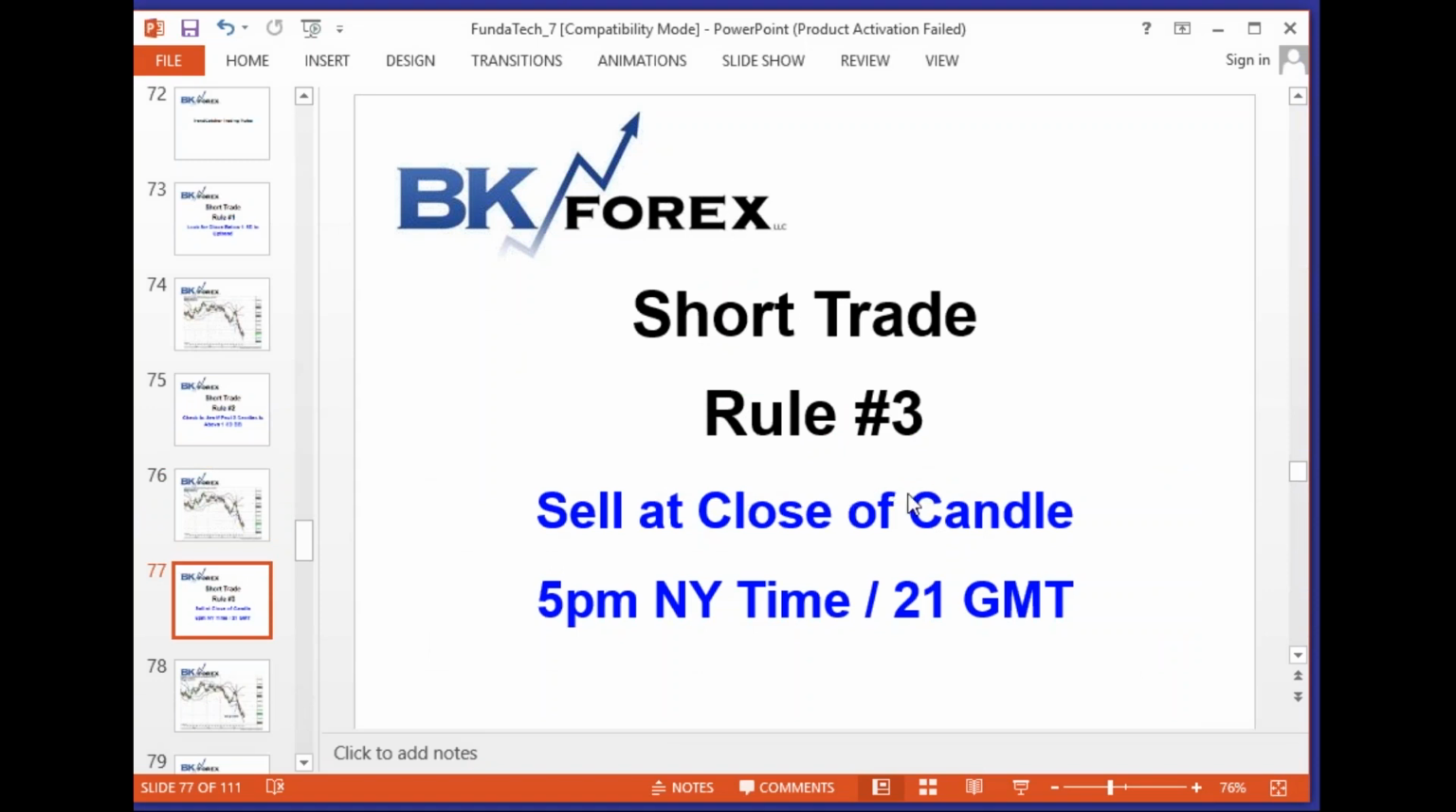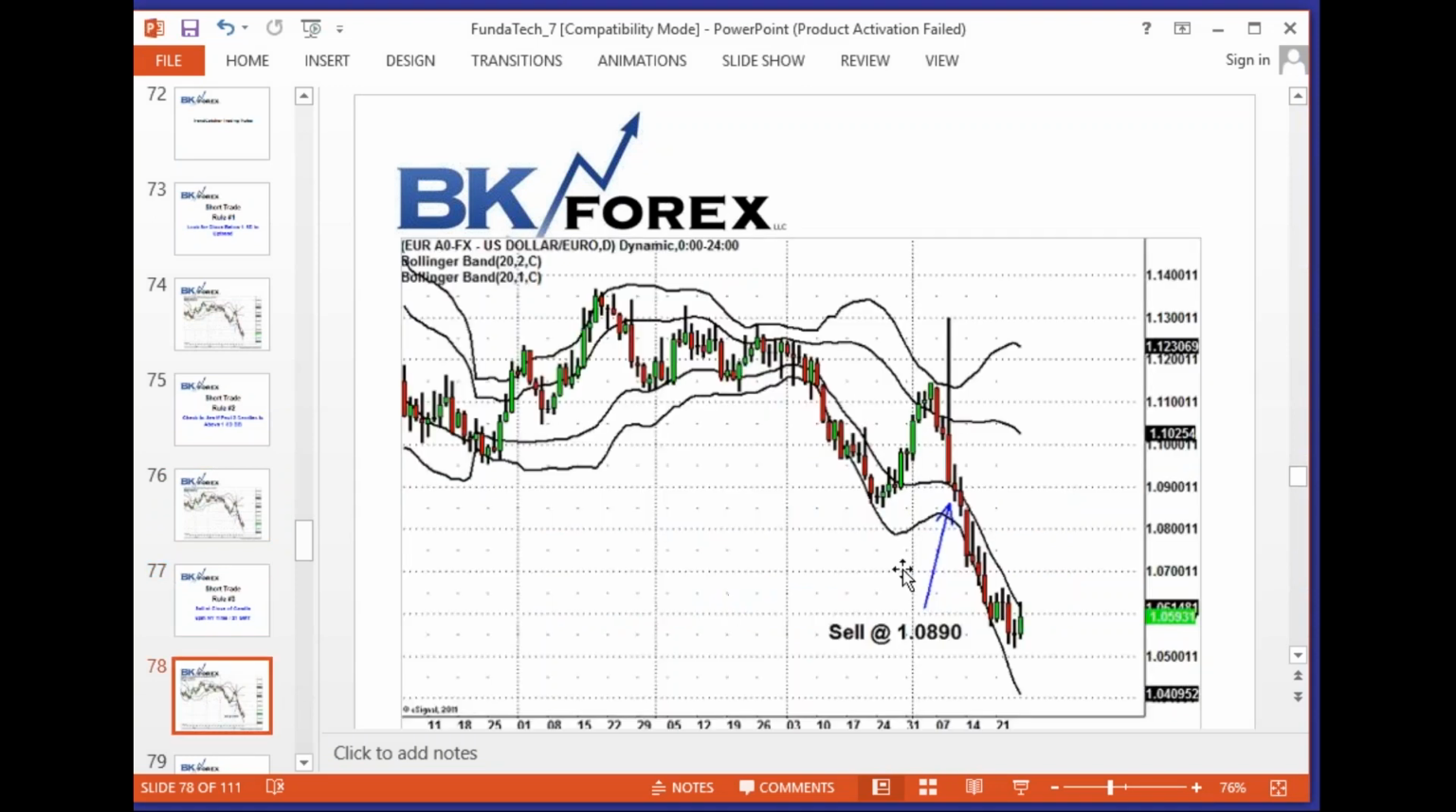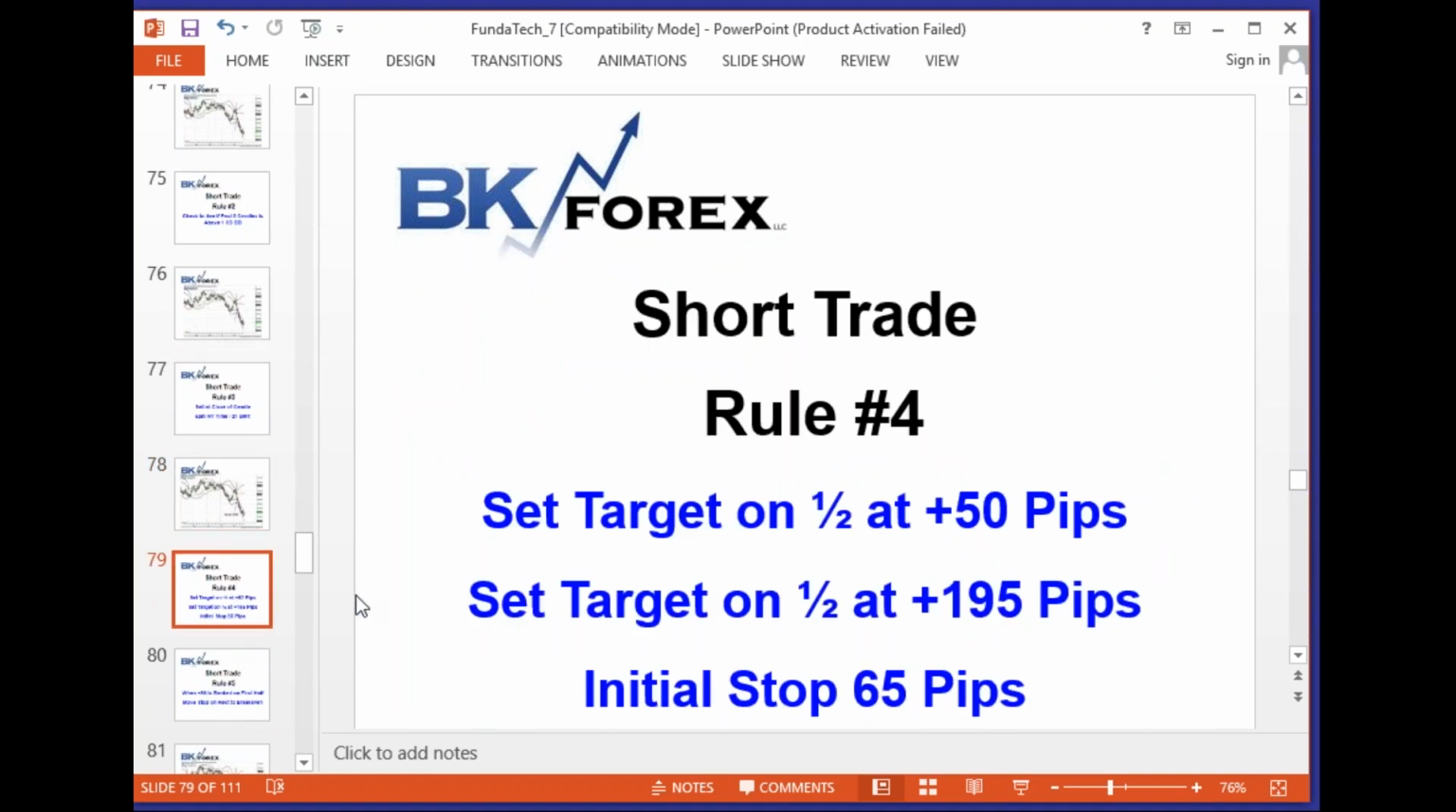You sell at the close of the candle, which is 5 p.m. New York time, 21 GMT. So in this case, what you're looking to do is sell at 108.90. Your stop is at 65 pips, a flat 65 pips. Your target on half of the position is plus 50, and the target on the second half of the position is plus 195. So in case it moves so far that it goes plus 195, that's when you want to exit the second half of the position.